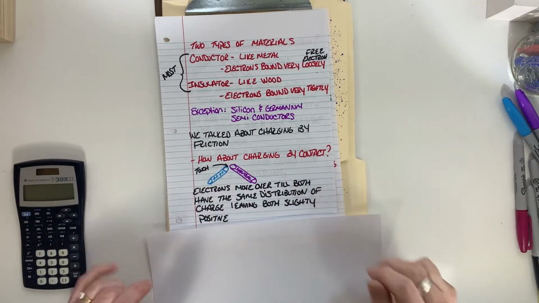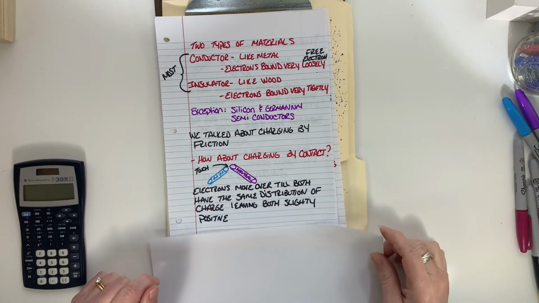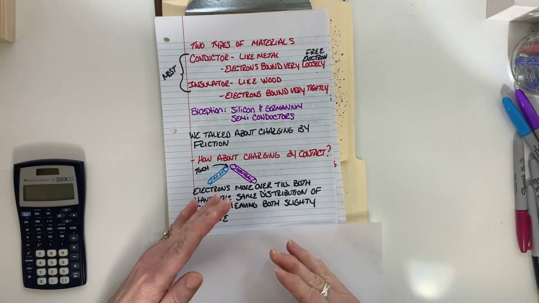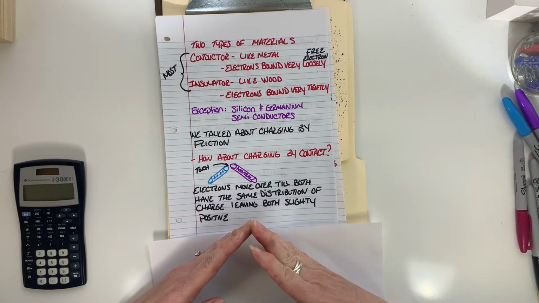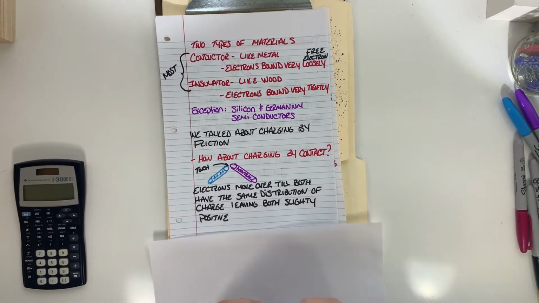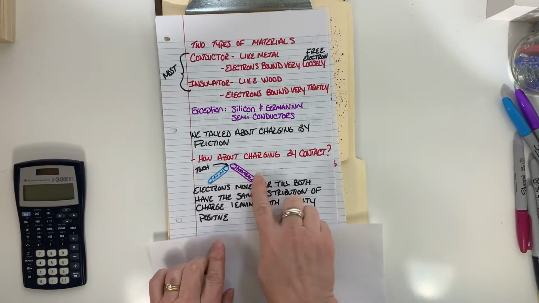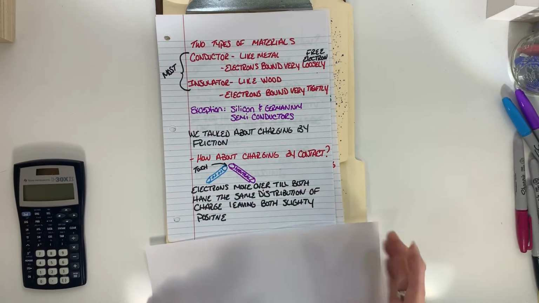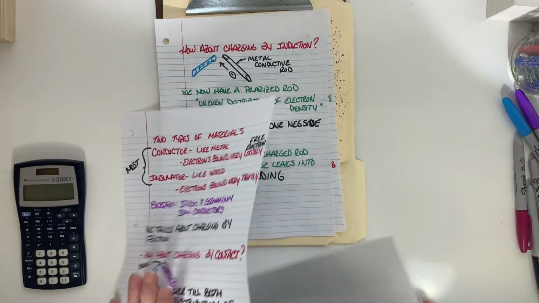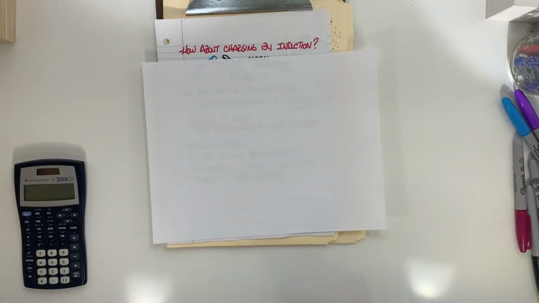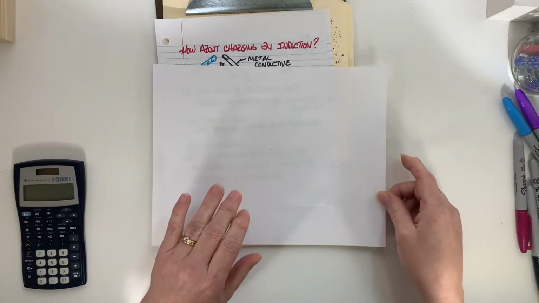So we just charged by contact by doing that. Because we took a positively charged rod, we brought the neutral rod close to it, and the electrons moved over from here to here till both of them are slightly positive. And then we just charged by contact. How about charging by induction? She talked about this in the video too. Let's see how charging by induction works.